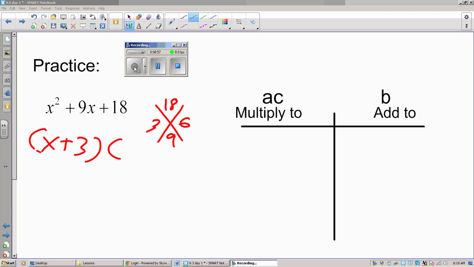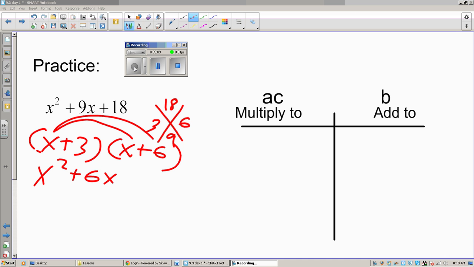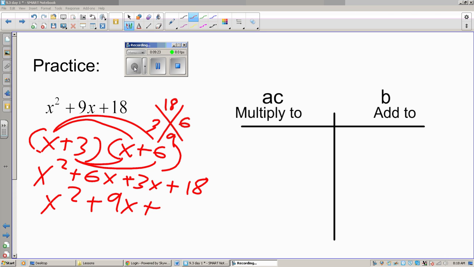x plus 6. Multiply that out, so x squared plus 6x, which is plus 3x, then plus 18. So then we combine like terms, and we've got x squared plus 9x plus 18.